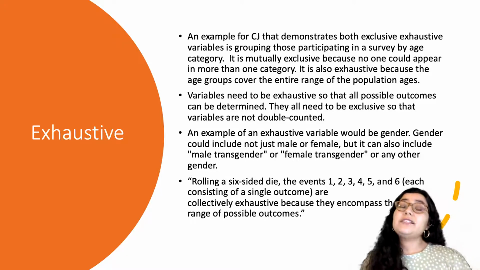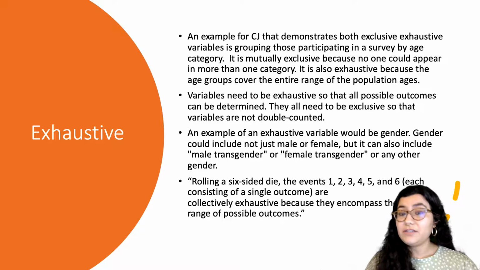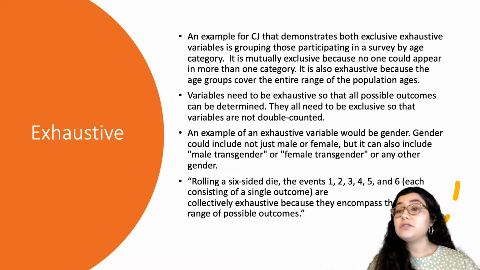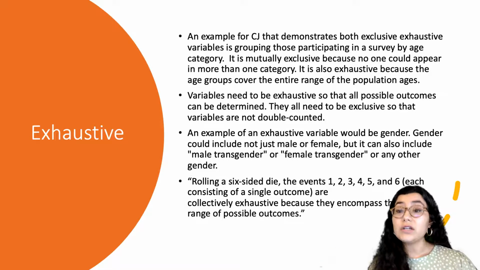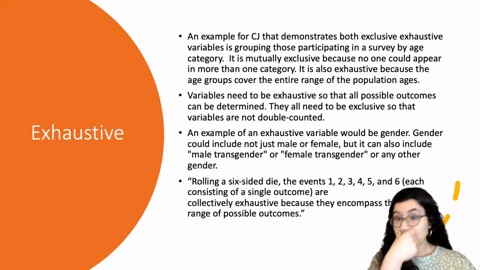Exhaustive. An example for CJ that demonstrates both exclusive and exhaustive variable is grouping those participating in a survey by age category. It is mutually exclusive because no one could appear in more than one category. It is also exhaustive because the age groups cover the entire range of the population ages. That's a great example.